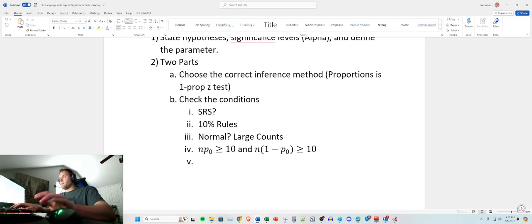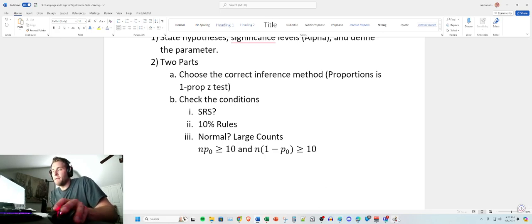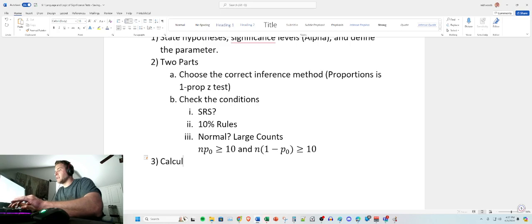To move this down. So those are the three conditions that we have to check. The normality is very important. If it's not normal, because essentially we're doing a normal CDF to find our third step, which is calculate the p-value.